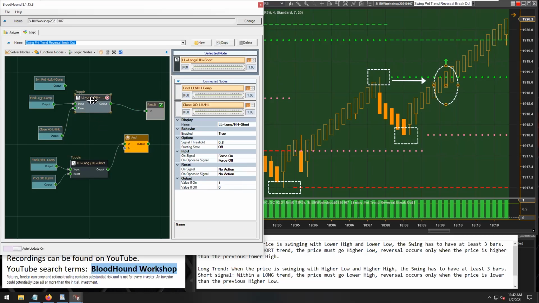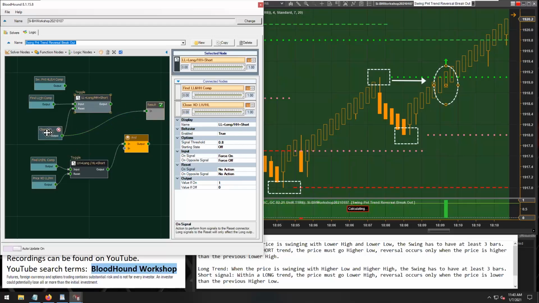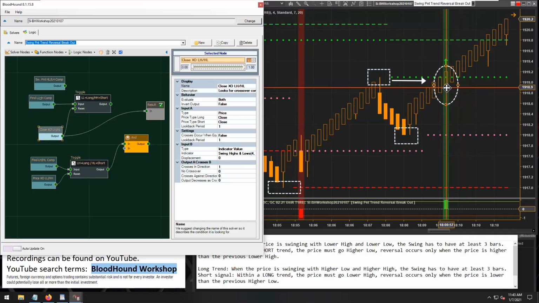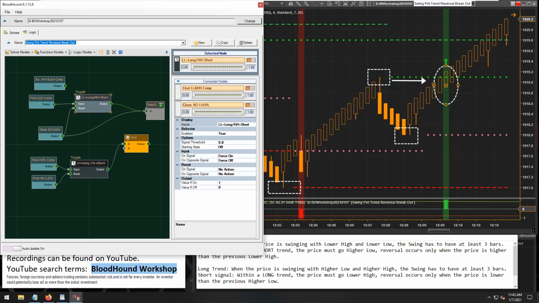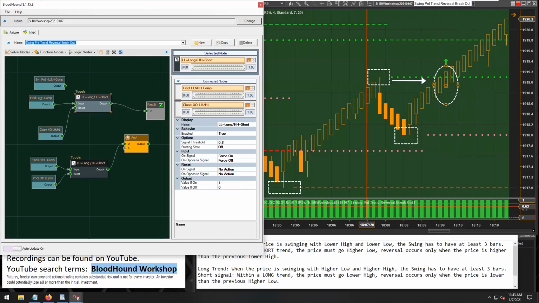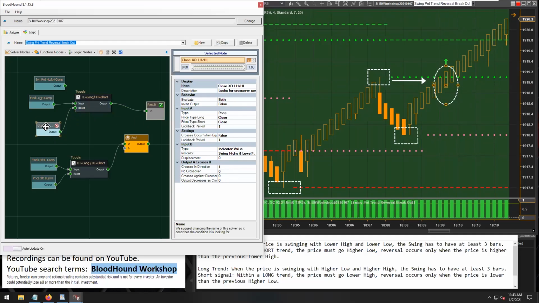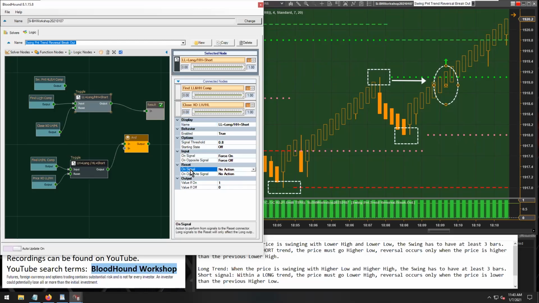And for this toggle node, we're going to go into the resets, and I think it's on signal, right? Because let's take a look at this crossover solver. Remember, we're using a long signal or a long output to turn the toggle node off. So when this toggle node is outputting a long, we're using a long from the crossover signal to turn the longs off. So on the resets, it's going to be on signal, off.